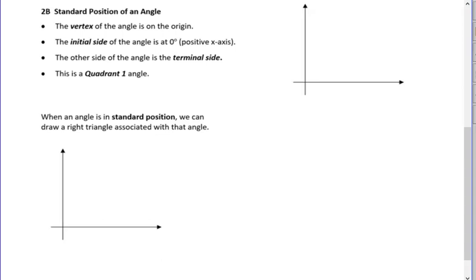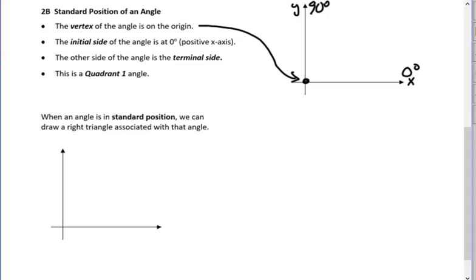The standard position of an angle is when we put an angle on an XY grid. So if this is the x-axis and this is the y-axis, in trigonometry, we use these to represent angle measurements as well. So we say that this is 0 degrees and this is 90 degrees. And when we put an angle in here, we put the vertex of the angle on the origin.